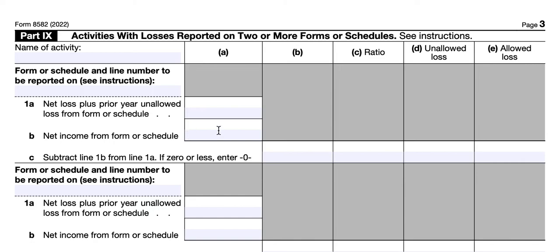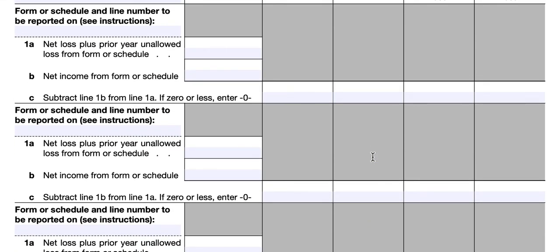In line 1B, column A, you'll enter any net income from the activity on the same form or schedule. In column B, you will subtract line 1B, column A, from line 1A, column A, and enter the result in column B. If line 1B, column A is more than line 1A, column A, enter 0 instead. In column C, you'll divide each of the losses in column B by the total of column B and enter the ratio in column C. The total of this column must be 1.00.